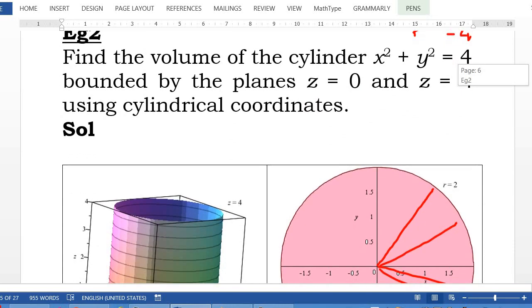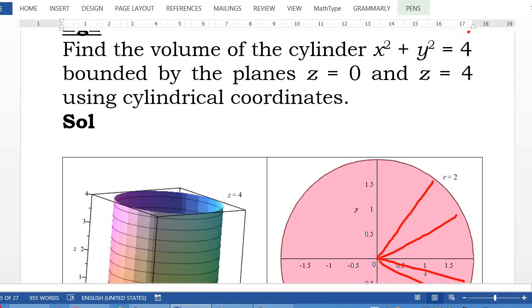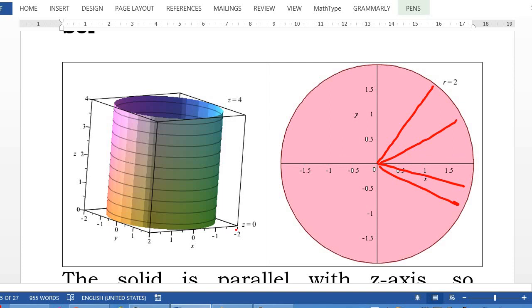So again, we have the cylinder x squared plus y squared equal to 4, and the cylinder is bounded by the planes z equal to 0 and z equal to 4 using cylindrical coordinates. The lower surface is z equal to 0, the upper surface is a flat surface z equal to 4. Since the cylinder equation has no z variable, the cylinder is parallel with the z axis. Its projection on the xy plane is a full circle with radius 2 centered at the origin.